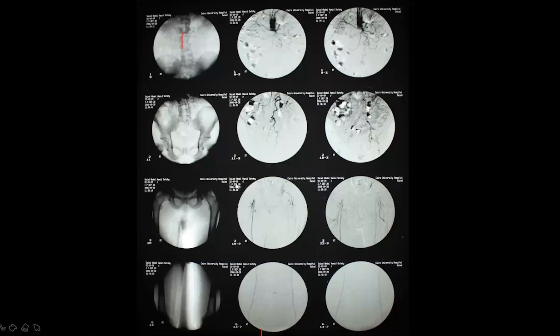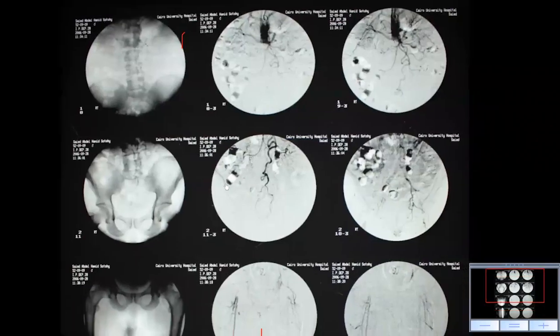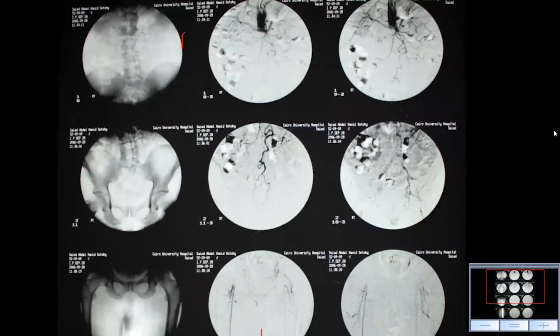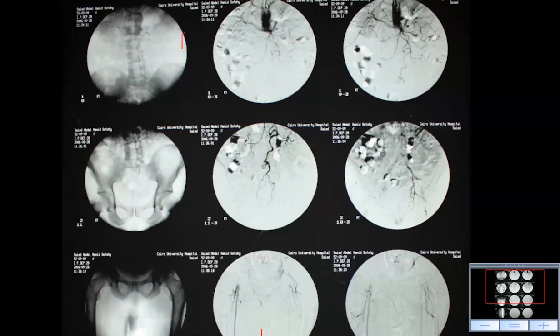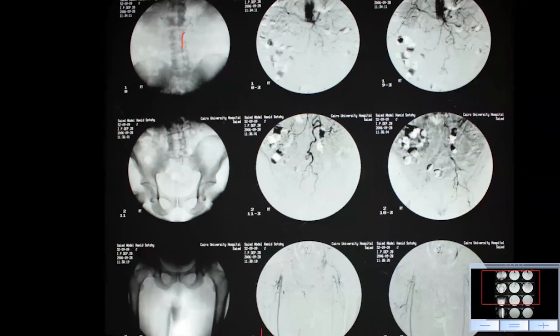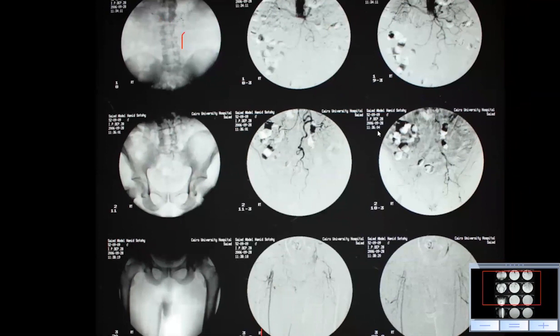What's this? This is a digital subtraction angiography. Can you see a catheter? I cannot see the catheter, but I mean this type of images in the book. The catheter is clear. You can see a catheter clearly.